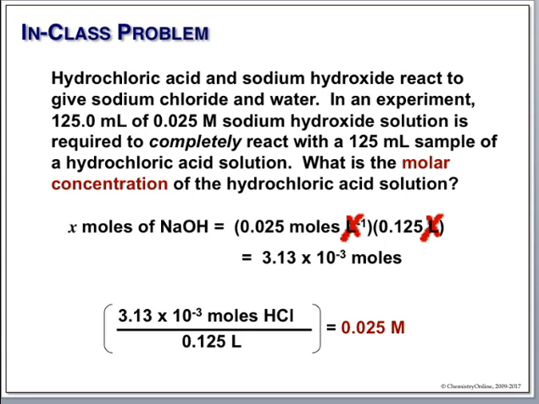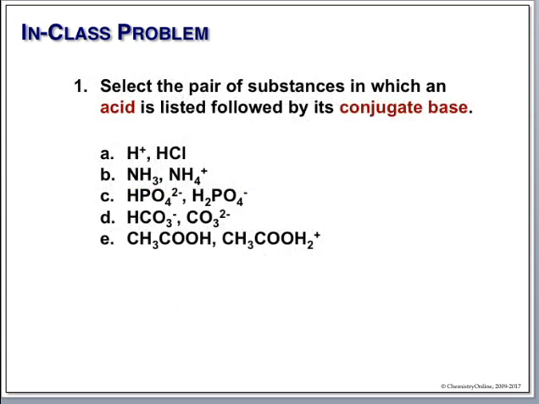We're not going to do titration problems in 110, but in general chemistry, I assure you this is a staple of life. All right, let's look at some real exam questions. In this one, I asked you to select the pair of substances in which the acid is followed by its conjugate base.